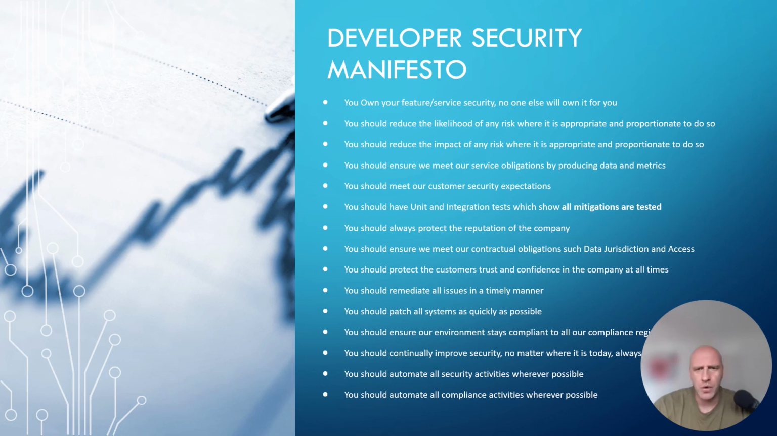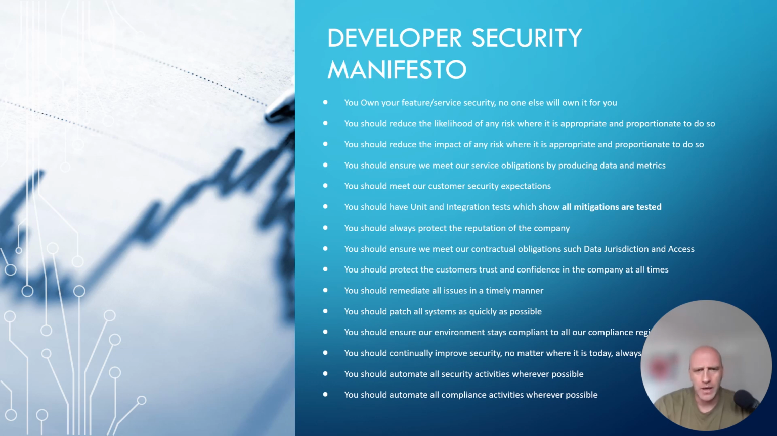You should ensure we meet our service obligations by producing data and metrics. You should meet our customer security expectations. You should have unit and integration tests which show all mitigations are tested. That's the key part: we should always test the specific mitigations that we developed during our threat modeling exercises. They should always protect the reputation of the company.